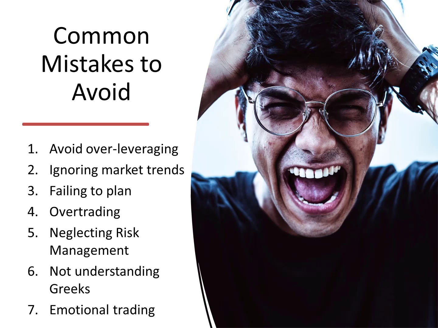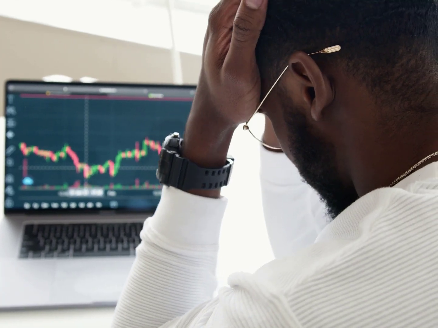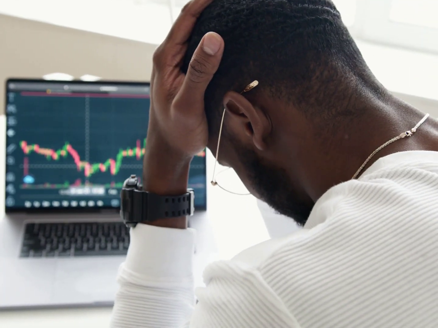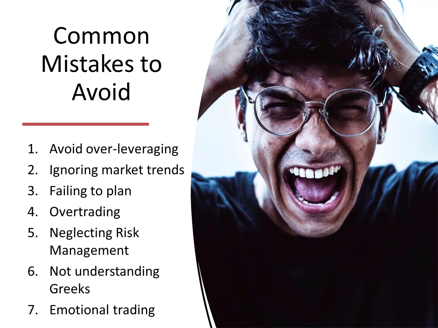Mistake number 2, ignoring market trends. Successful options trading often involves following market trends and making informed decisions based on technical and fundamental analysis. Ignoring these trends can lead to poor decisions and poor trading. Always keep an eye on the market indicators and news that might affect your trades.